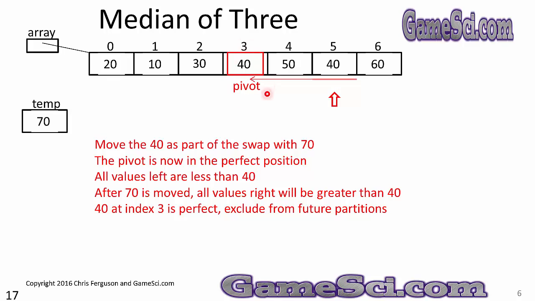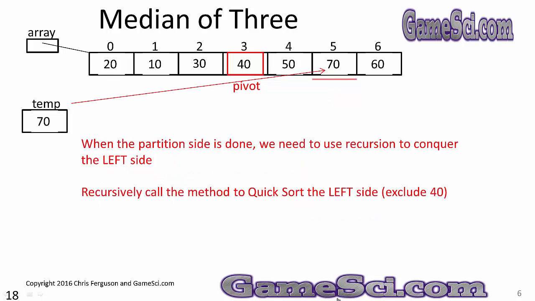The pivot is now in the perfect position. All values to the left of 40 are less than 40. After this 70 gets moved into position, all values to the right will be greater than 40. 40 at index 3 is perfect. We can exclude it from future partitions. The 70 is moved up. You can clearly see that everybody on the right side of the pivot 40 is greater than 40.